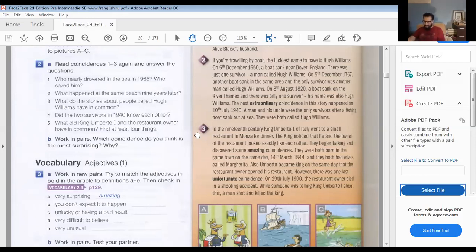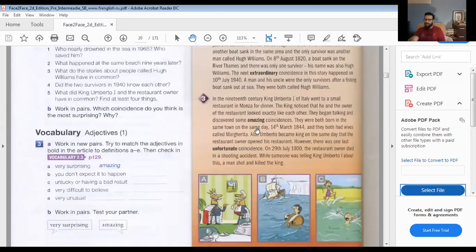However, there was one last unfortunate coincidence. On the 29th of July 1900, the restaurant owner died in a shooting accident. While someone was telling King Umberto I about this, a man shot and killed the king. So this is another interesting coincidence.